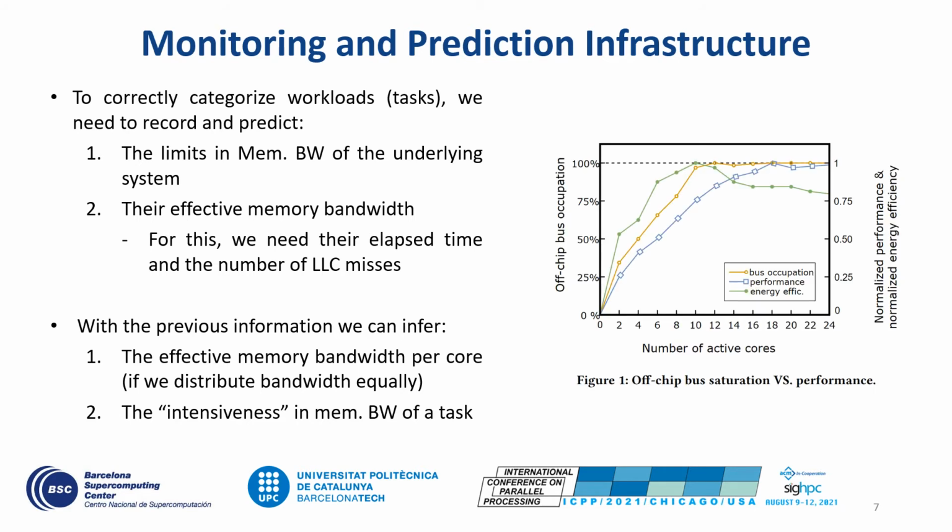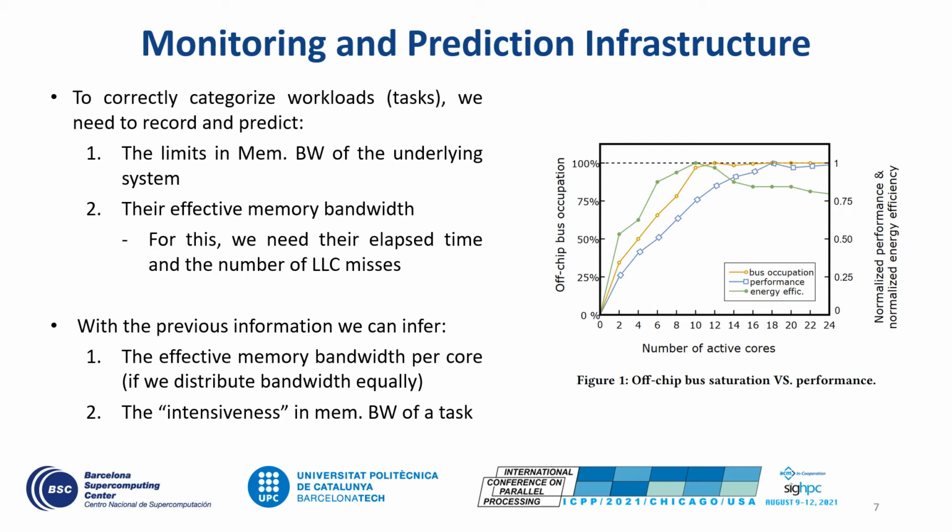In this figure, I show several executions of a dot product application executed with an increasing number of active cores. And in this plot, I show first the bus occupation, second, the performance yielded by the application, and third, the energy efficiency obtained. And as we can see, when we reach the 10th or 12th mark in the active number of cores, we can already see that the bus occupation is at its peak. It can no longer surpass that.